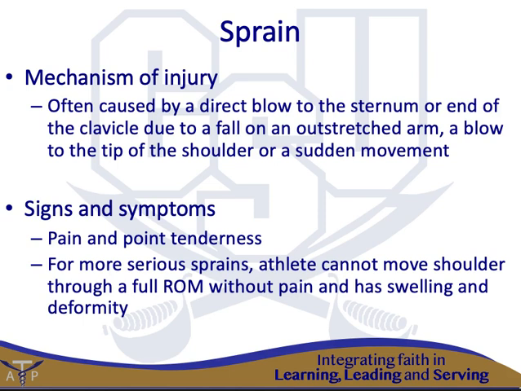A glenohumeral joint sprain can also be caused by a sudden movement that stretches the joint ligaments too far. Signs and symptoms include point tenderness and pain. The person will not be able to move the shoulder through the full range of motion without pain. There may be some swelling present as well as deformity, especially at a larger grade, specifically grade 3 sprains.